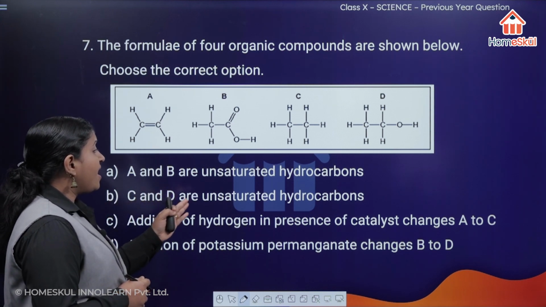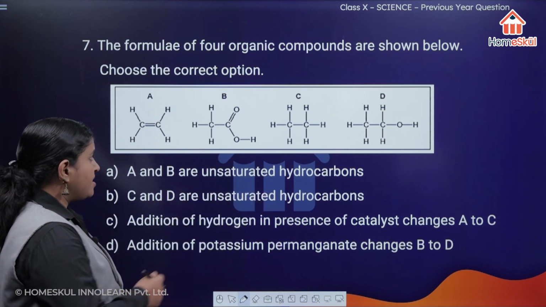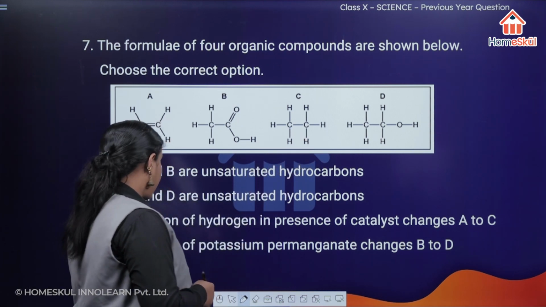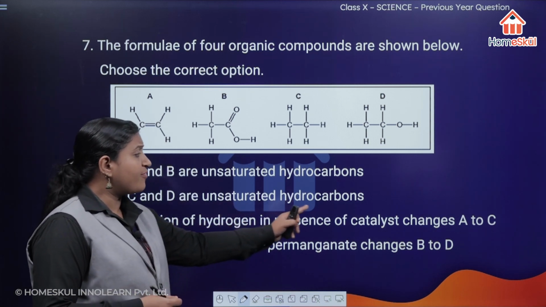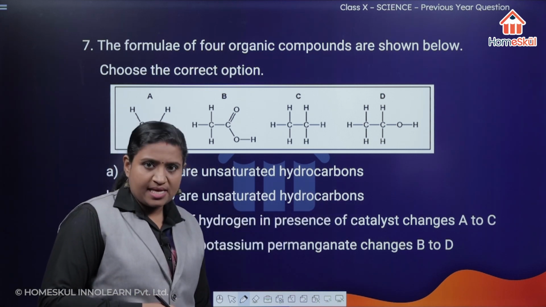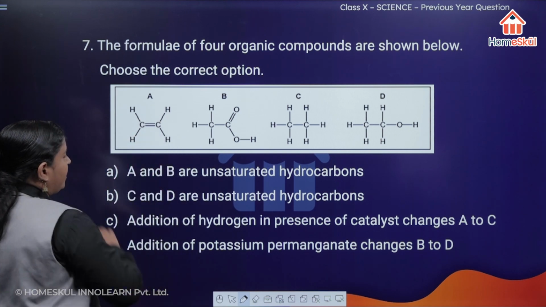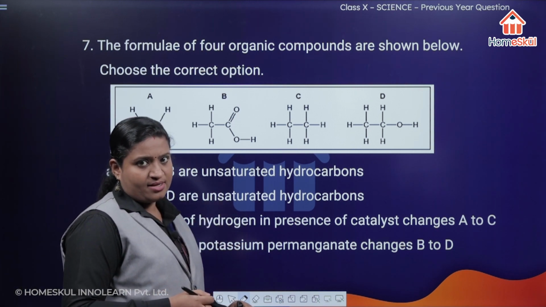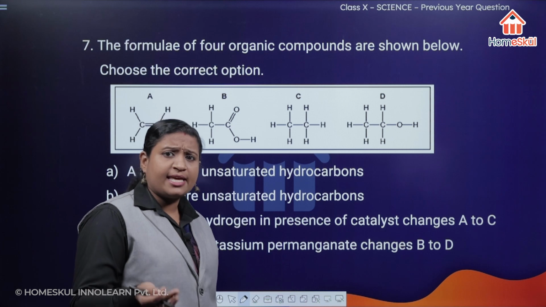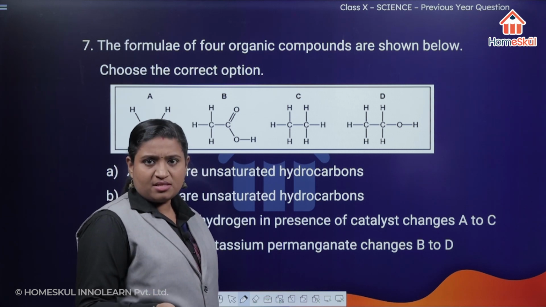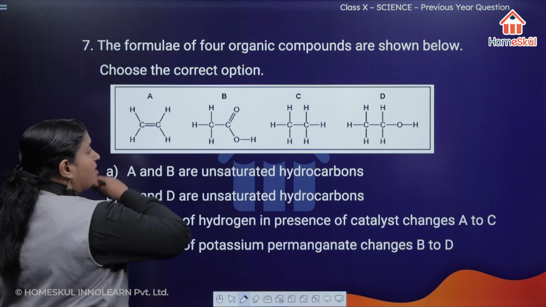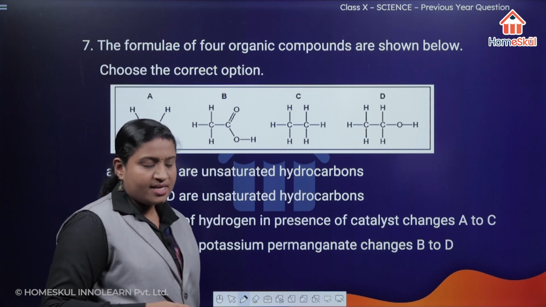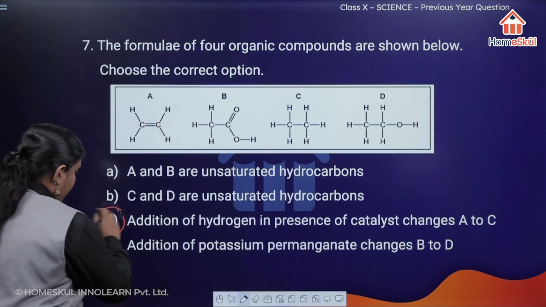B, C and D are unsaturated hydrocarbons. What about C and D? C and D are saturated, right? Yes. Addition of hydrogen in the presence of catalyst changes A to C. A, it is ethene, right? It is an unsaturated hydrocarbon. When hydrogen is added in the presence of a catalyst like nickel or palladium, what happens? Yes, surely this unsaturated hydrocarbon gets converted into a saturated hydrocarbon. Isn't it? So, C is correct.